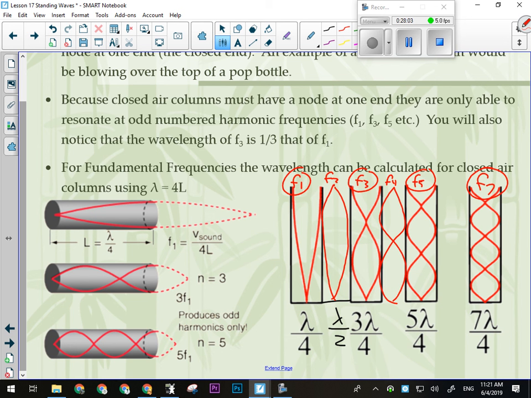With an open air column, I get a sound at every one of them. F1, F2, F3, F4, all of them. So I get a much wider range of sound from an open air column, which is why most musical instruments are open air columns.